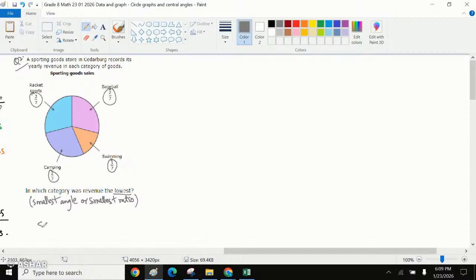So we can say swimming had lowest revenue. Okay? And this would be your answer. Do we agree on this? Any questions up till now? Kindly ask me if there are any questions so that I would be able to explain them. Okay, good. Let's move ahead.